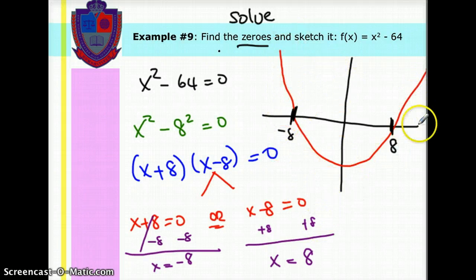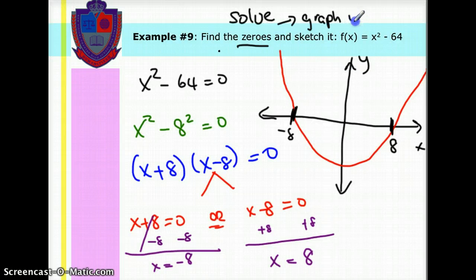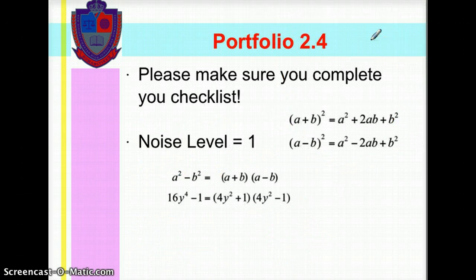This is where the graph intersects, this is my x-axis and this is my y-axis. So when I sketch that and I find the zeros, it's just where the graph intersects the x-axis. Okay? So what you're going to do, guys, is move on to portfolio 2.4.